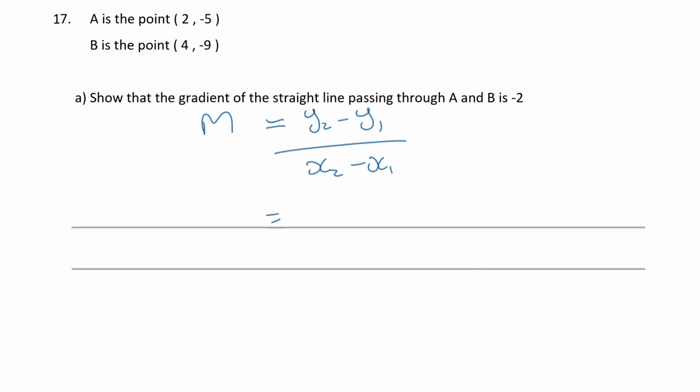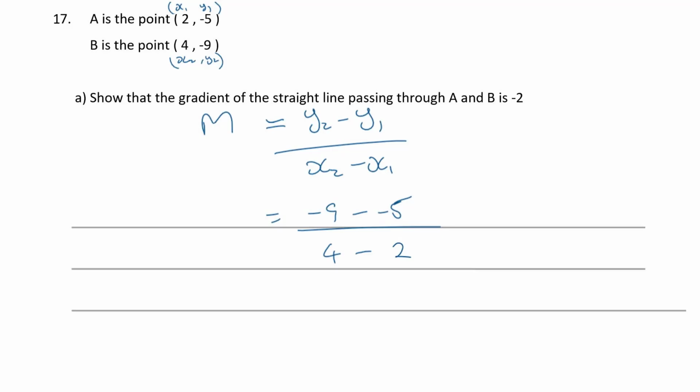Okay, so if this is x1, y1, and this is x2, y2, subbing those numbers into our formula. So I'm going to get minus 9 subtract negative 5 divided by 4 subtract 2. So just need to take care with these negative numbers.